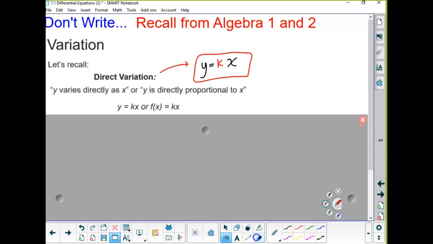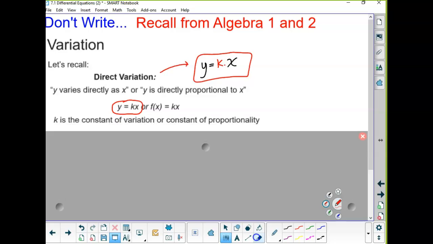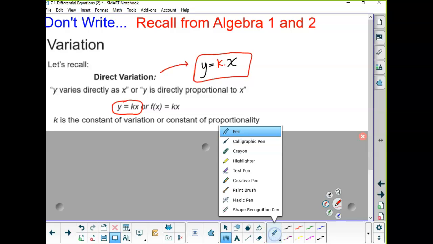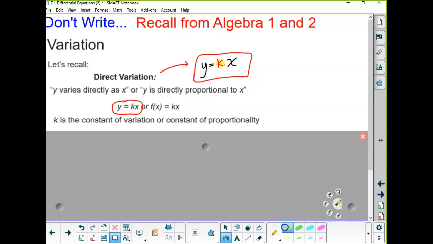Here's the mathematical way to state this. Y varies directly with x, or another way is y is directly proportional to x. And they have that written right down here. And remember, we can write f of x instead of y. But all this means to me is multiplication. When you see the word directly or proportionally, it's just multiplying k, which is a constant, times x. And I know this probably doesn't make a ton of sense unless you have a very strong recall from Algebra 1 and Algebra 2. This k value is just a constant. It's something we multiply by.